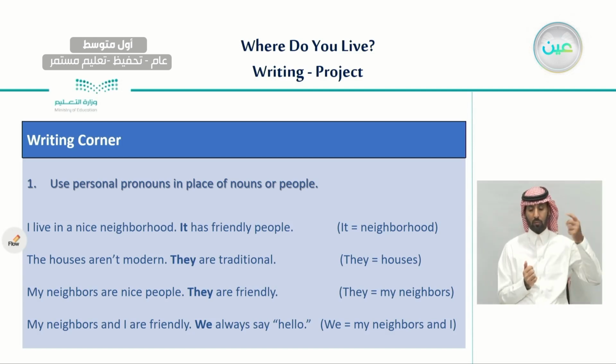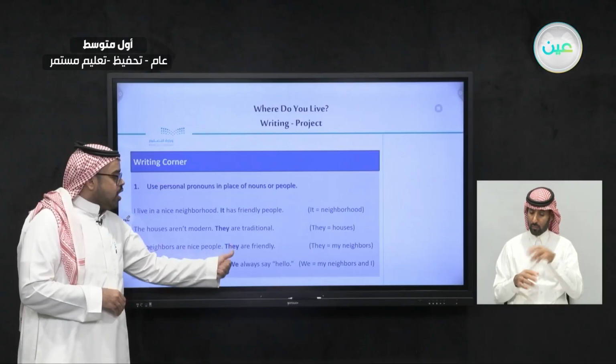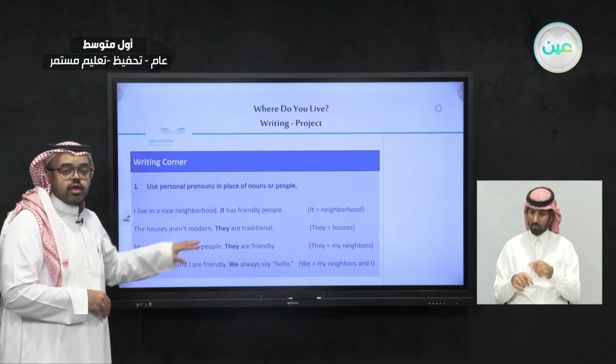They refers to the houses. So instead of repeating the words the houses, we used they instead. So as you can see here, they refers to houses. The third example is, my neighbors are nice people. They are friendly.